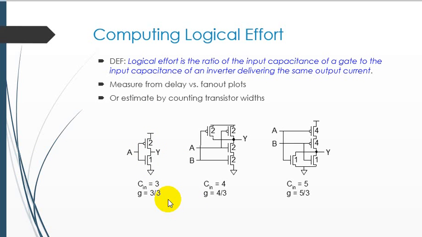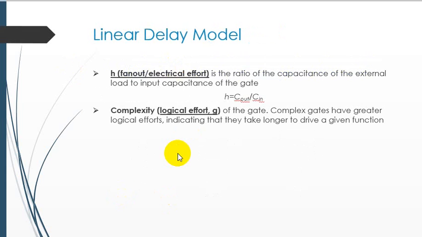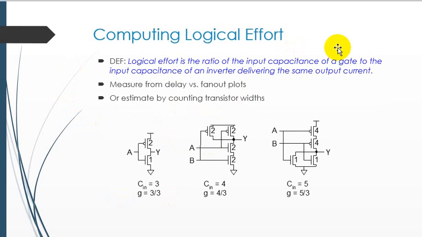So in the case of the 2 input NAND gate, the input capacitance is going to be 4. So we can say that g is basically represented as the logical effort. So the logical effort is basically the ratio of the input capacitance of the gate to the input capacitance of the inverter. The input capacitance of that particular gate is 4 and the input capacitance of the inverter is 3, so 4 divided by 3. So in this case the input capacitance of the gate is 4 plus 1, that is 5, and it is divided by the inverter input capacitance, that is 3.